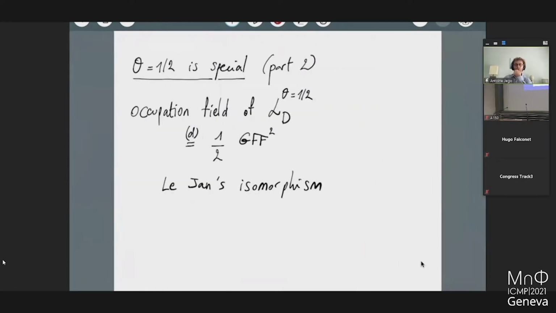There is another reason why theta equals a half is special, which is that at that specific point, there is an isomorphism between the occupation field of the loop soup and half of the GFF squared. The occupation field is a field that measures how much the loop soup spent in a given region. And the GFF is the Gaussian free field. And I'm going to explain in more detail what this is.